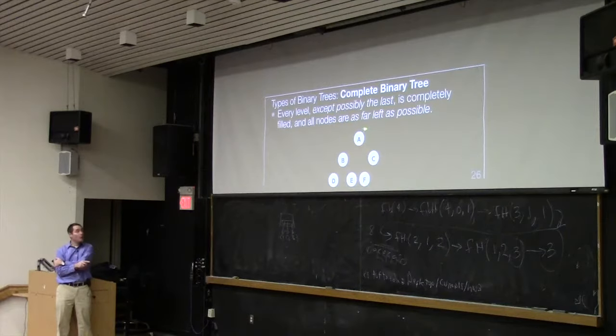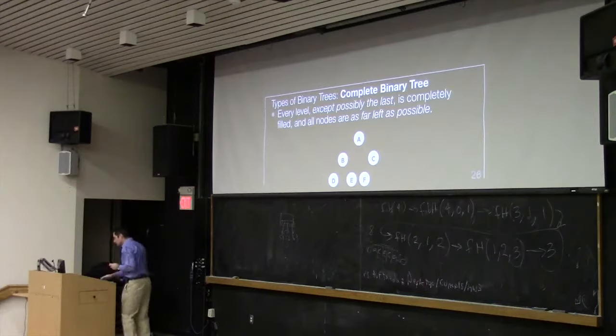But if there's only 1, 2, 3, 4, 5, 6, this is still considered a complete tree because it's in kind of the minimal form. Everybody's filled up except possibly the last level. Okay, and everybody's to the left. Okay, we will see these a number of times later in different data structures. Okay, complete binary trees. All right.